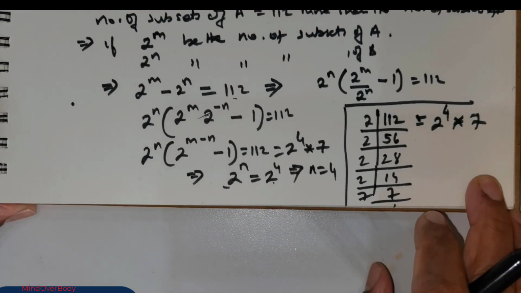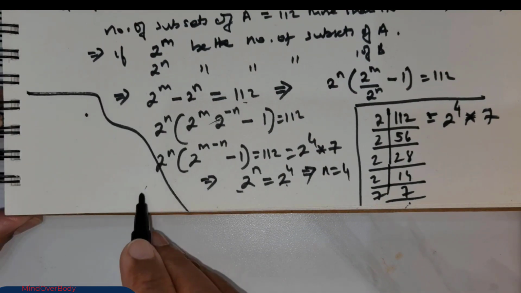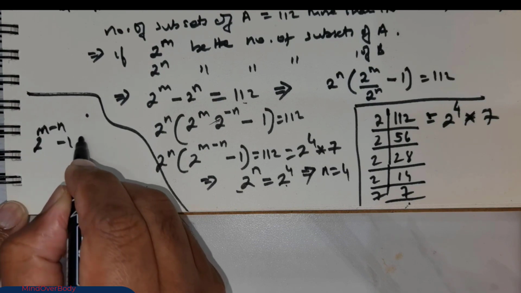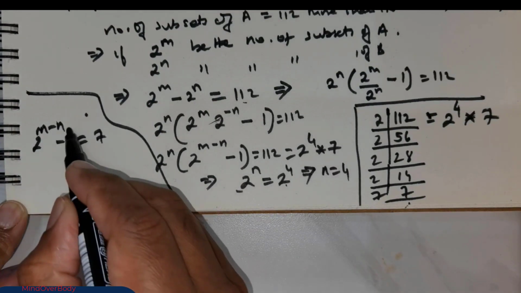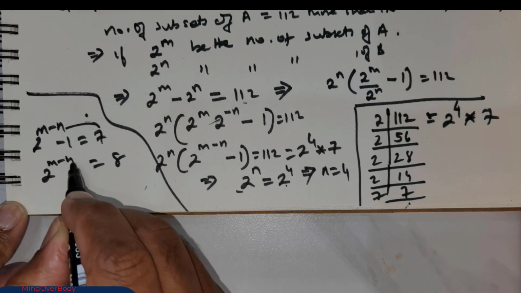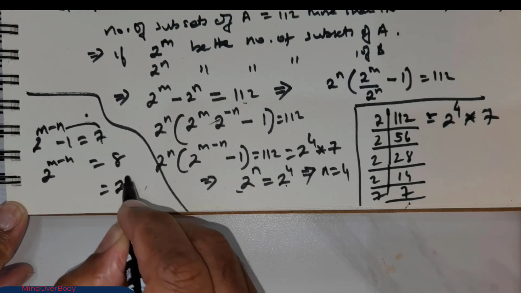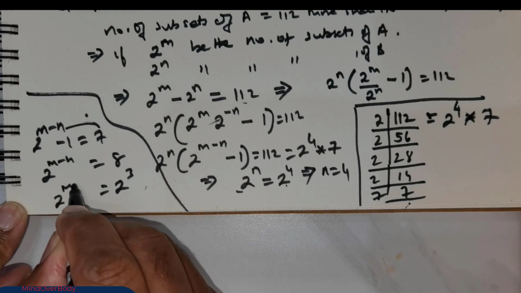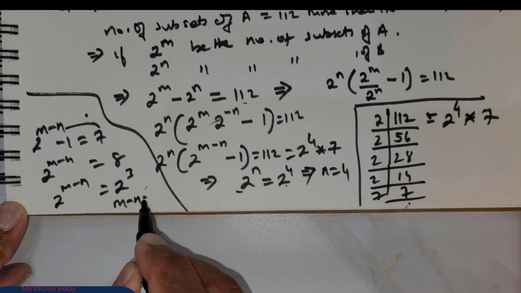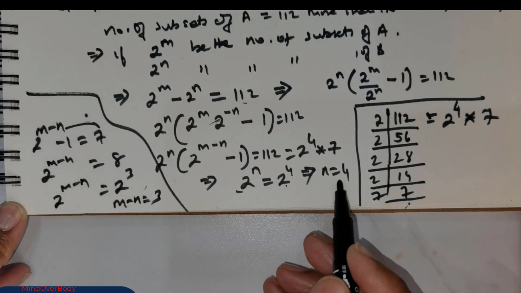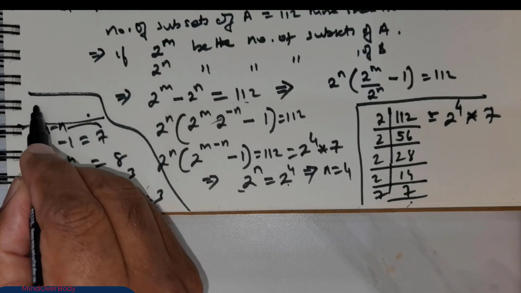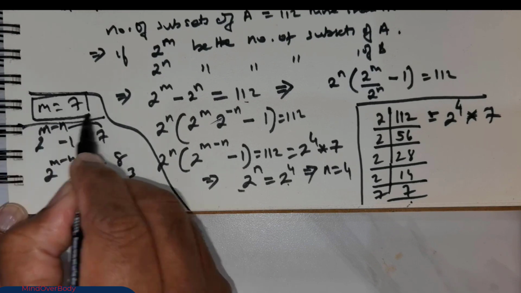Now on the other end, watch here, I am using this part of the page. This is 2 raised to the power of m minus n, minus 1 is equal to 7, the other quantity. I move this to the other side, this is going to be 8. So 2 raised to the power of m minus n is equal to 8. This is nothing but 2 raised to the power of 3. So from here m minus n is equal to 3, but n is equal to 4. I substitute 4. So from here clearly I can write the value of m is equal to 7.